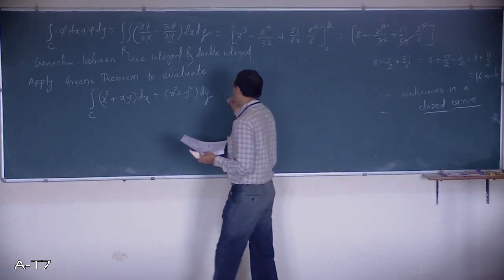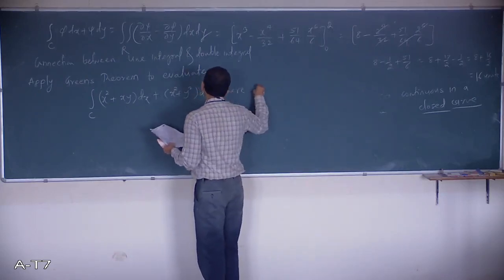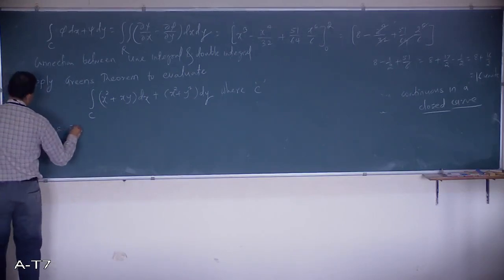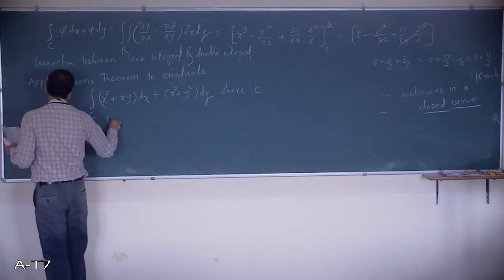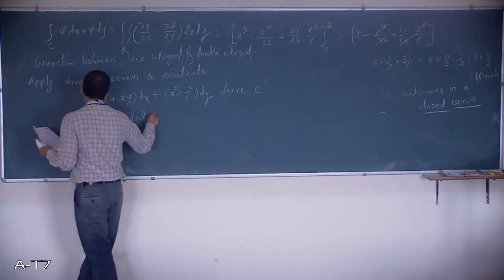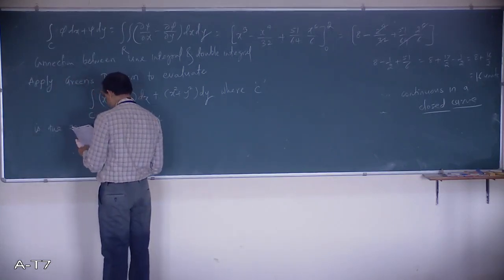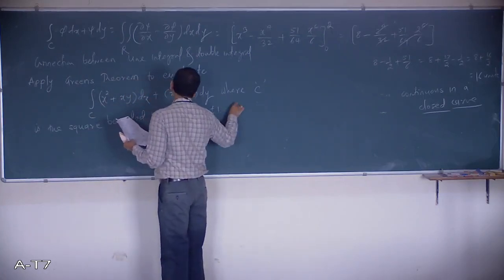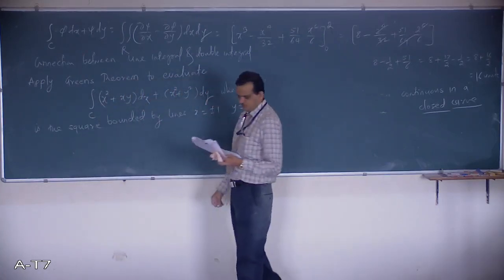where C is the square, bounded by the lines x is equal to plus or minus 1, y is equal to plus or minus 1.